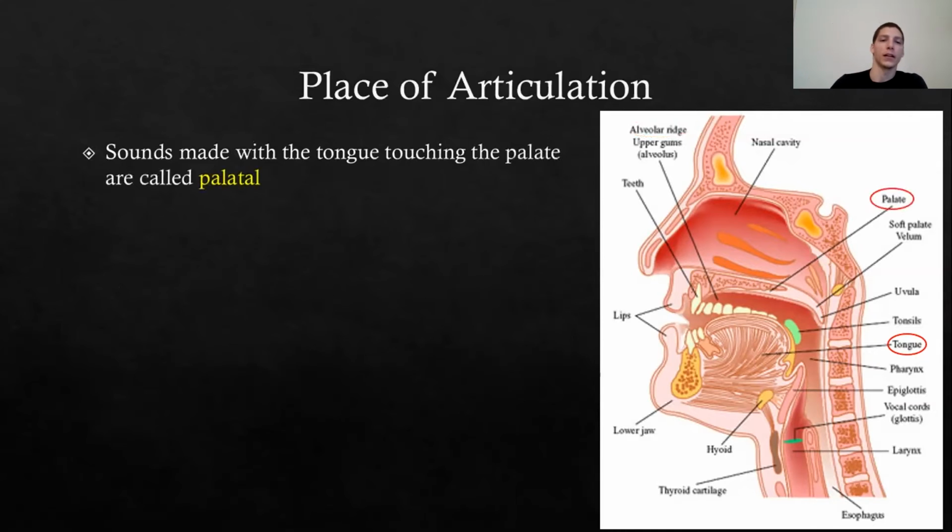Okay. When your tongue is touching your palate when you produce a sound, those sounds are called palatal. Again, keeping in the tradition of naming sounds after the anatomy that you use to produce them. So in the words cheap, jeep, she, genre, and yeet, the tongue is making contact with the palate.